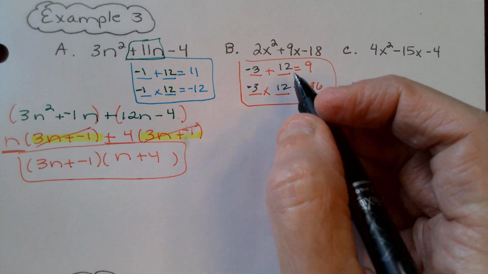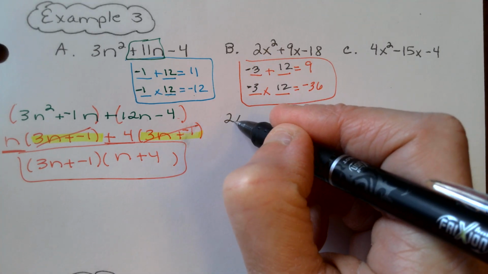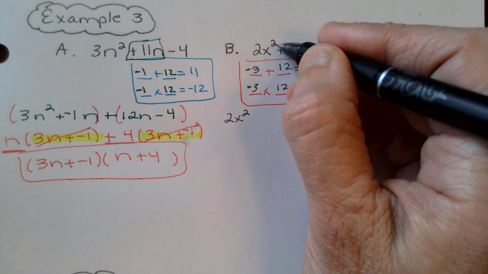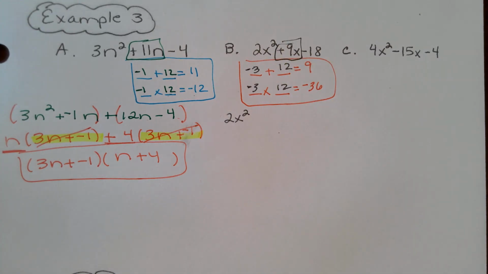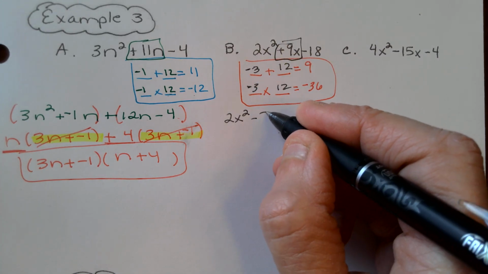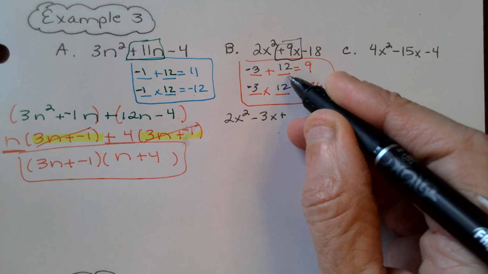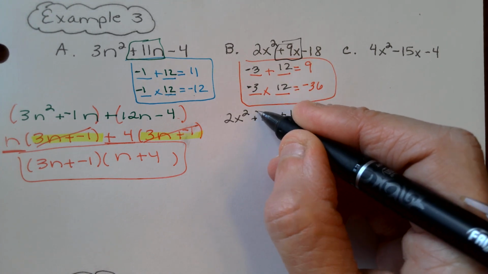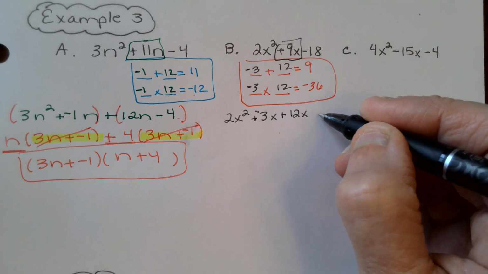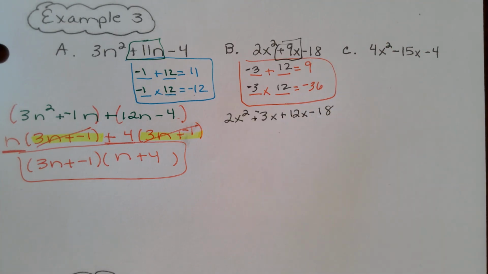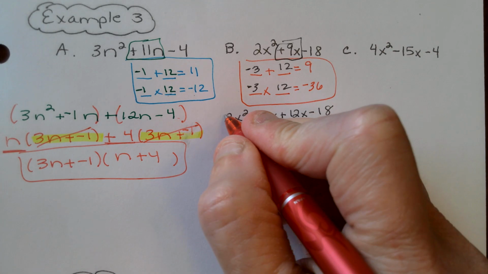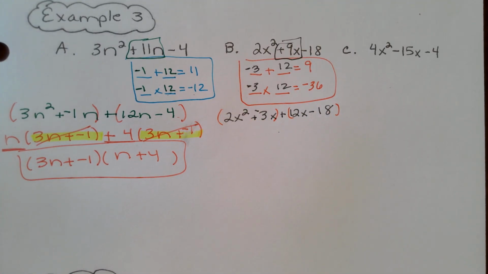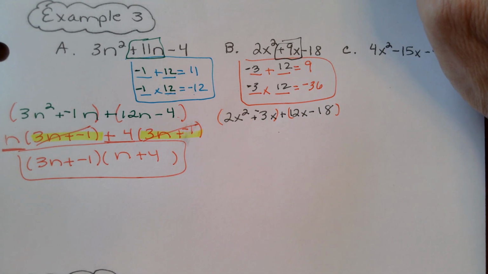All right, so now we're gonna rewrite it, write the first term and replace the middle term, minus 3x plus 12x. I can also put plus a negative 3x and minus 18. Now we will group them, and then we're going to factor out one.